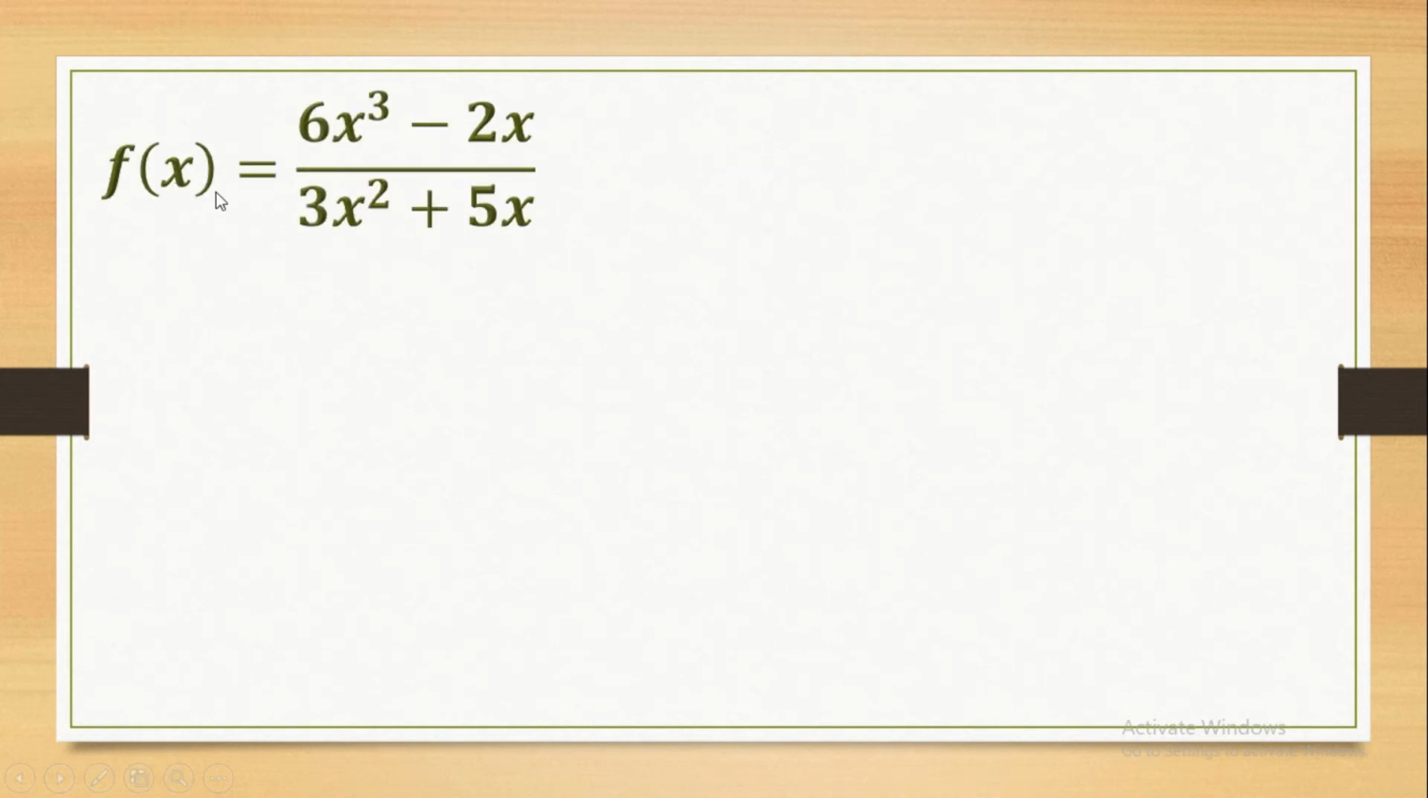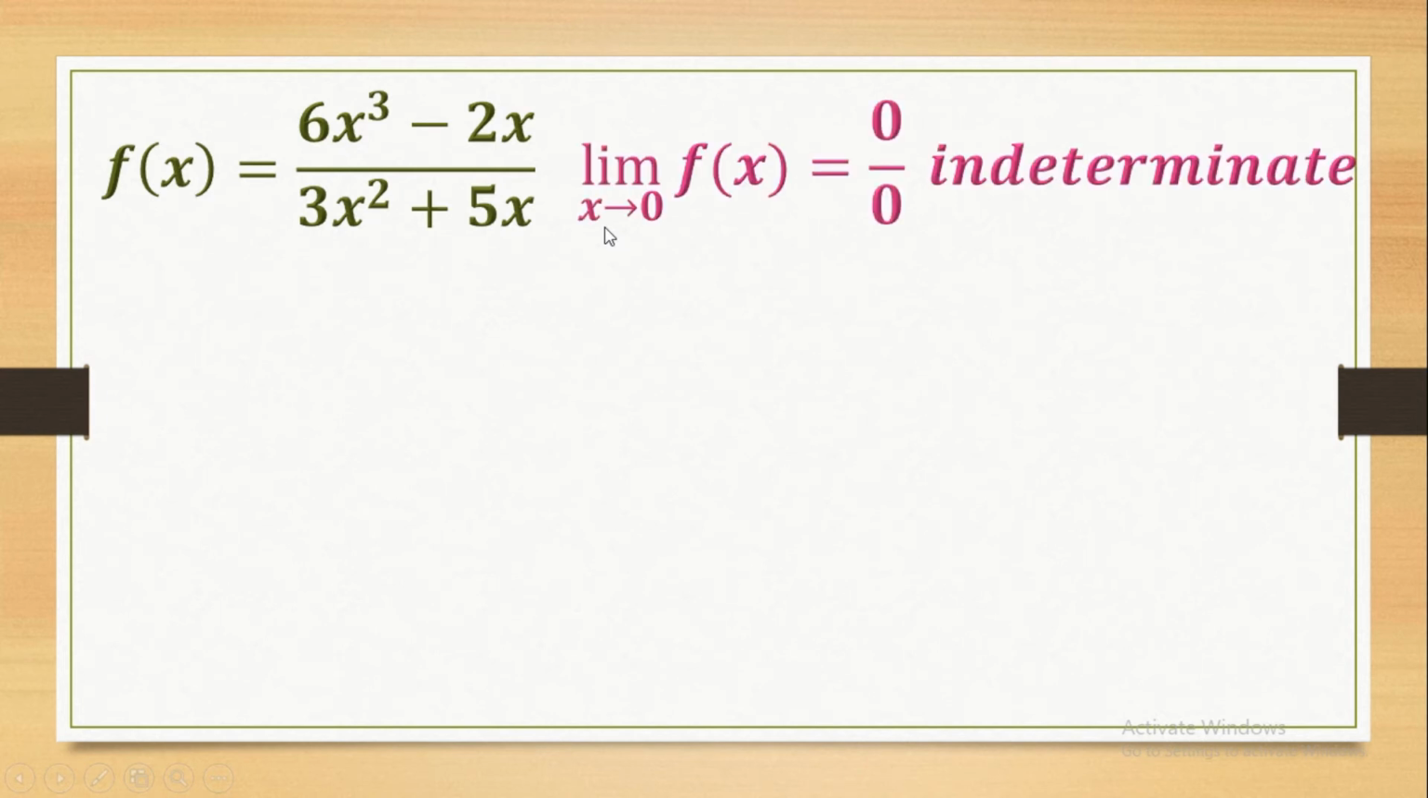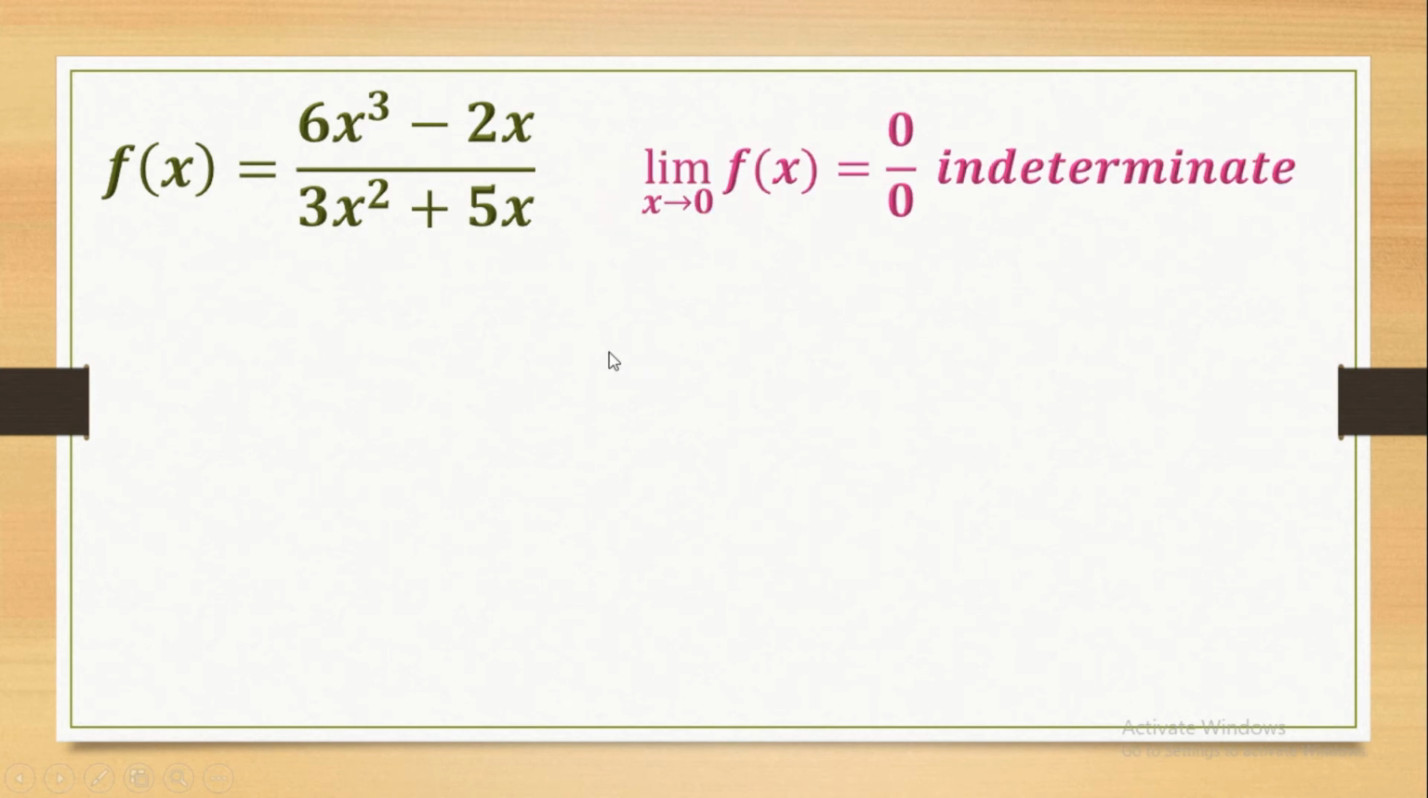Well, another example. Here we have f of x is equal to 6x cubed minus 2x over 3x squared plus 5x. Note something. If we calculate the limit of f of x as x tends to 0, here we have 0 minus 0, which is 0. Also 0 plus 0, it will be 0. Well, 0 over 0 is an indeterminate form. Now how to calculate the limit of f of x in such case?